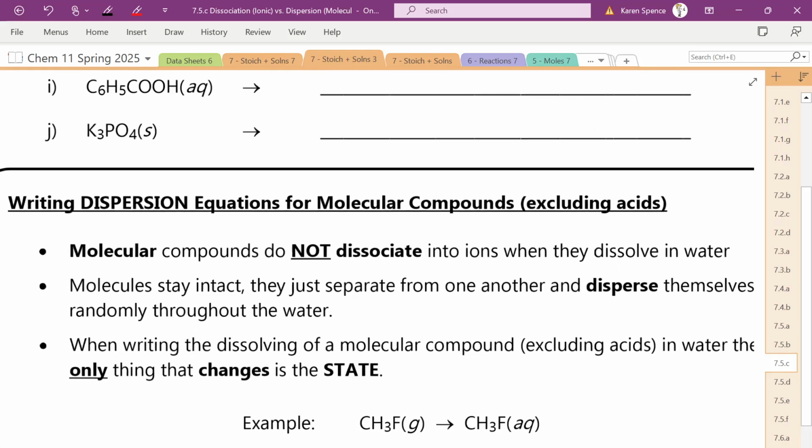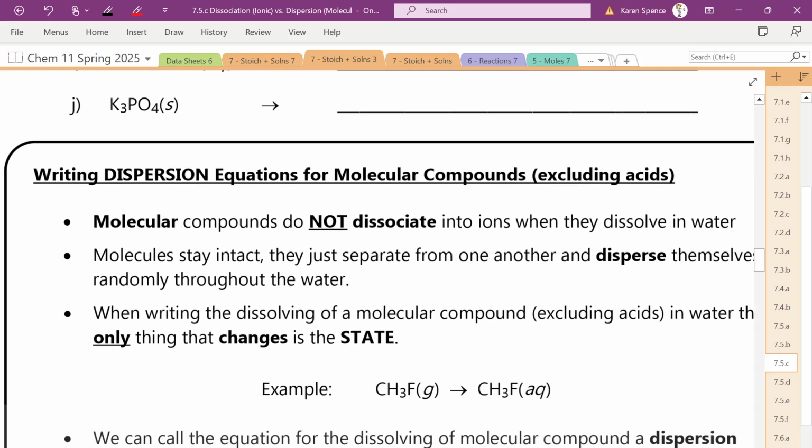And then finally, what you're going to be doing is you're going to be writing the dispersion equations. Tell your partner what we mean by dispersion.